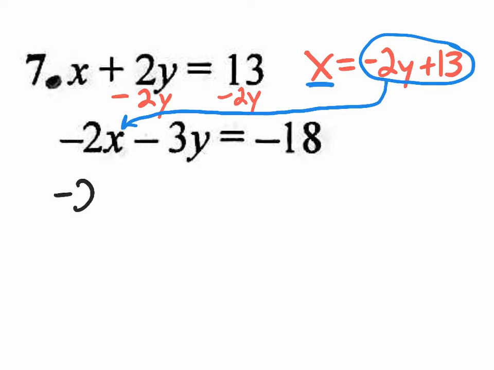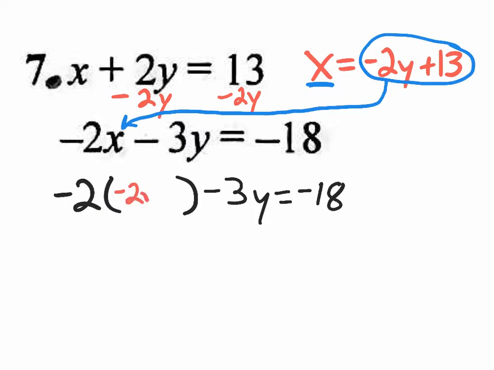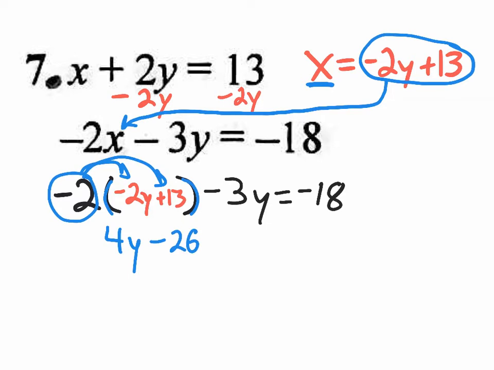Anyhow, we have negative 2 times x, but notice I put parentheses instead of x, minus 3y equals negative 18. And let me actually plug in the negative 2y plus 13 right in there. And now it's just a question of solving the equation by doing distributive property and combining like terms. So let me distribute. This is the reason why we put it in parentheses, right? You have to distribute most of the time. Negative 2 times negative 2 is positive 4, and of course there's a y right there. Negative 2 times 13, that is negative 26. Bring down the minus 3y, bring down the equals negative 18.